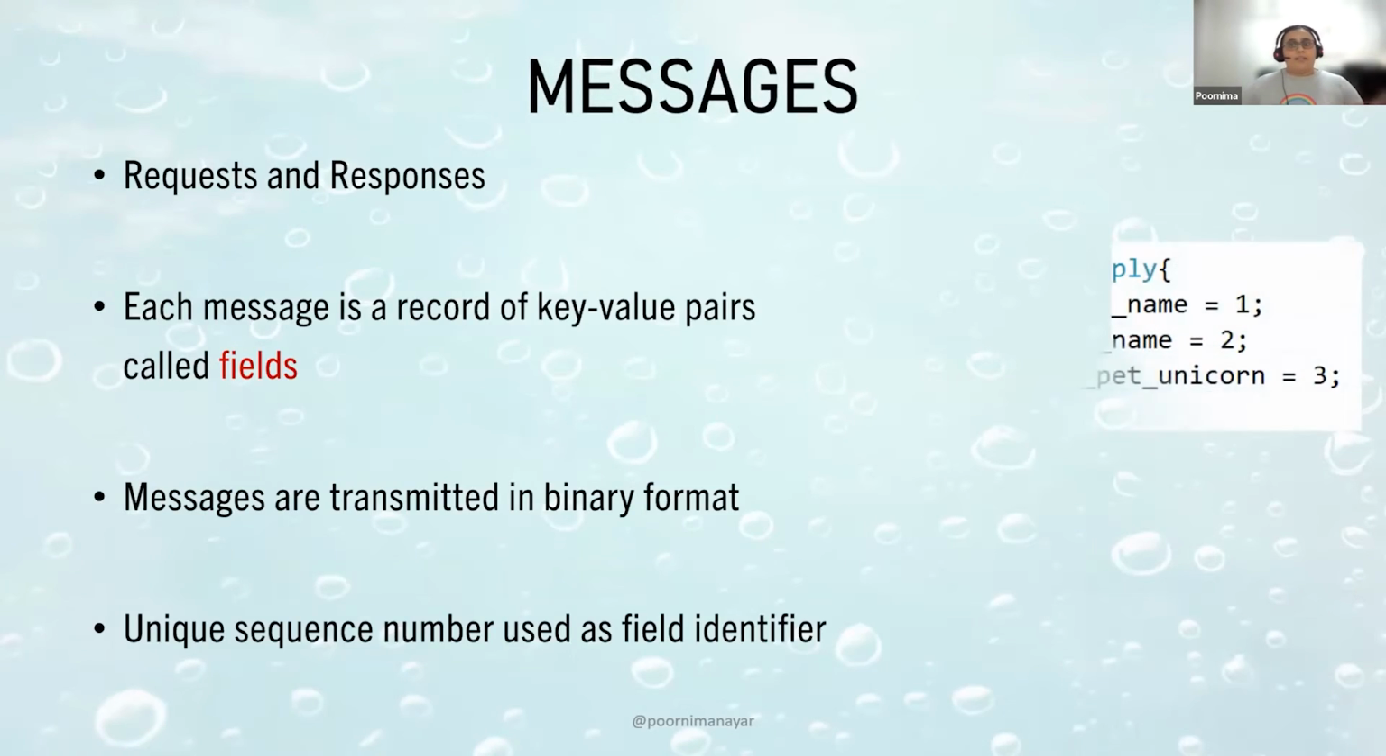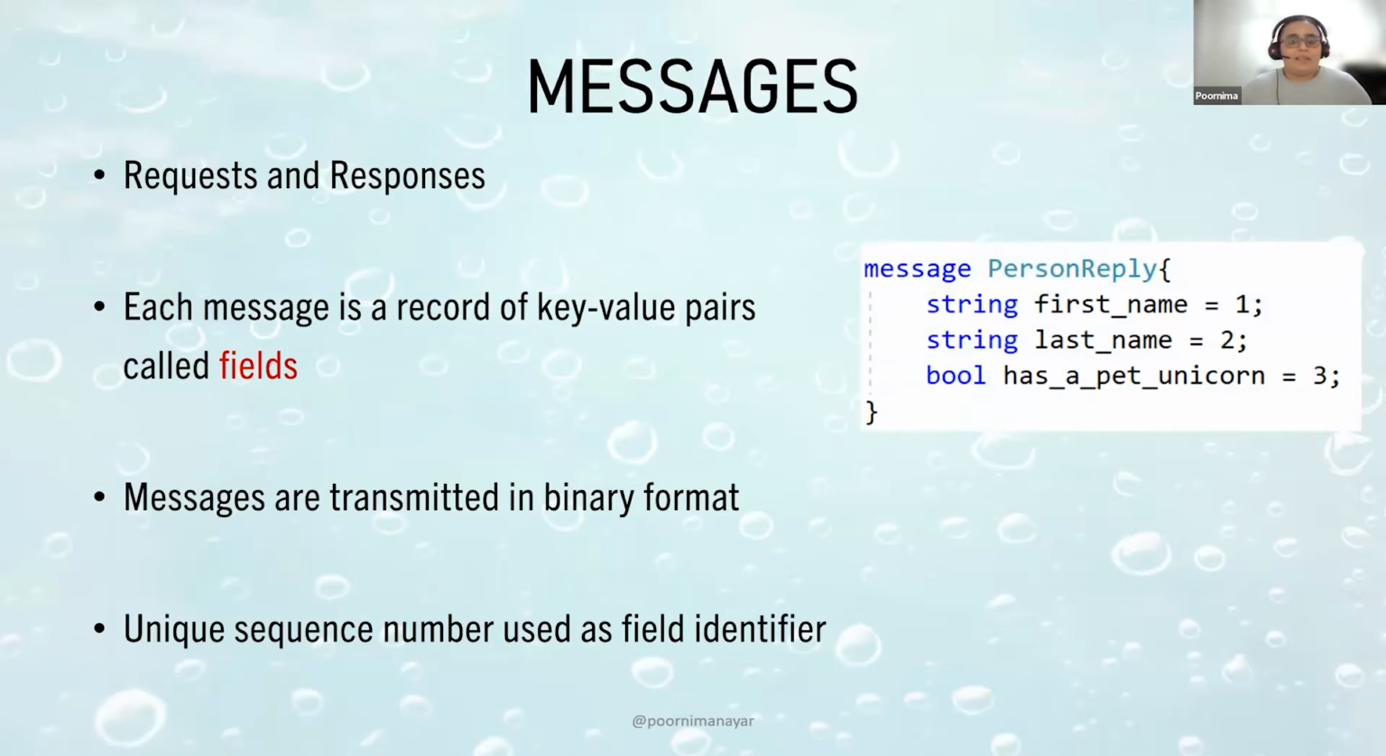Talking about the requests and responses between the client and the server, they are called messages in the gRPC world. And each message is a record of key value pairs called fields. So a message looks something like this. It has the keyword message followed by the name of the message, and then you have the fields. Each field has a data type, a name, and a number attached to it. These messages, for transmitting purposes, are transmitted in binary format, so that keeps their sizes quite low.